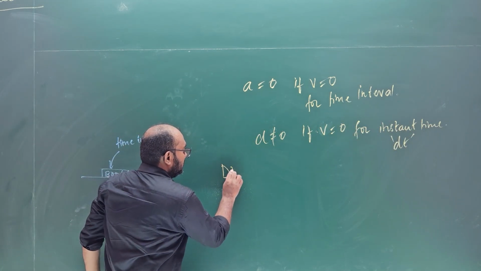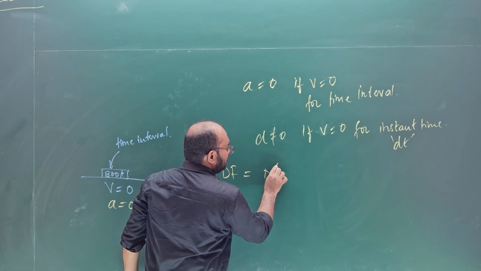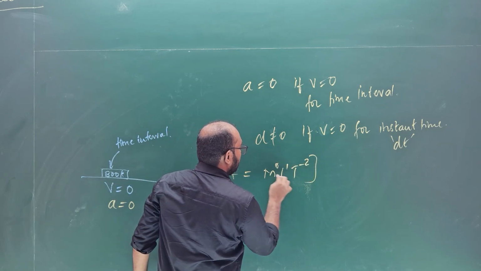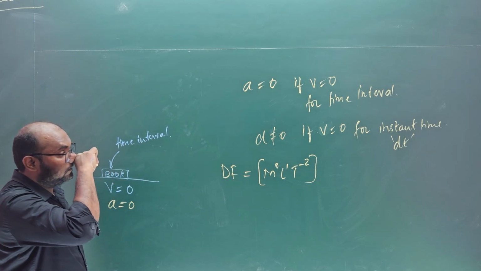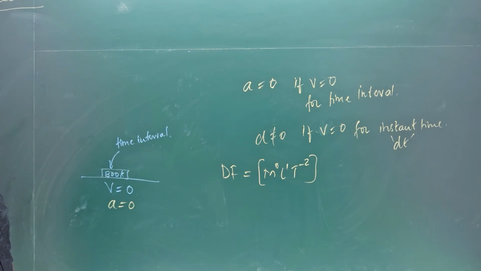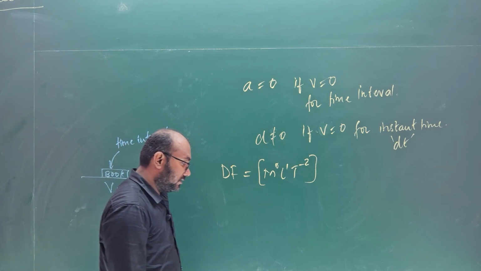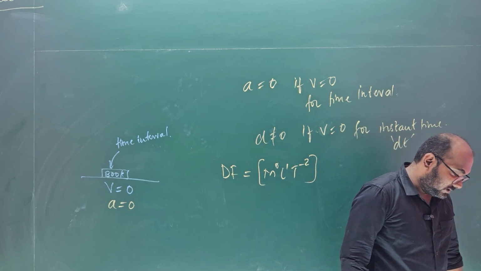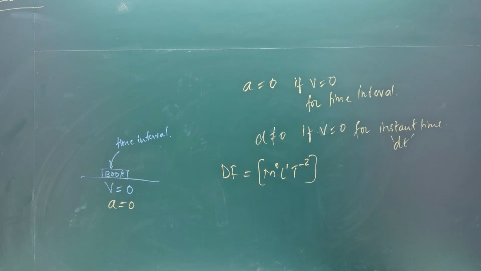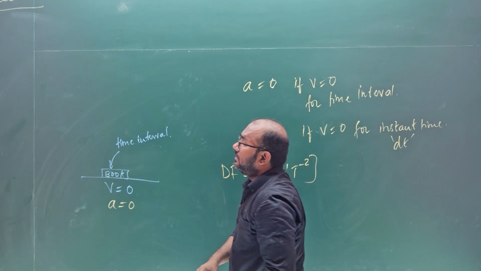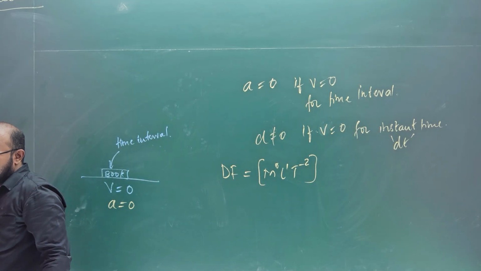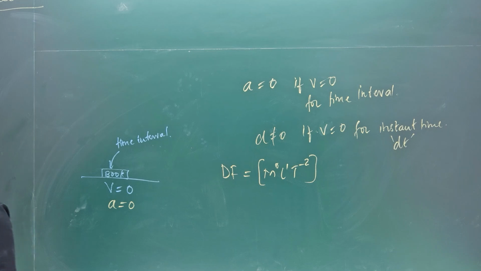Dimension formula. So the dimension formula is nothing but M raised to 0, L raised to 1, T raised to minus 2. Anything left out? What is the direction of acceleration when the object is moving with constant velocity? No direction, because acceleration is 0. If velocity is increasing, the direction of acceleration is always along the direction of motion. If velocity is decreasing, what is the direction of acceleration? Opposite to the direction of motion.